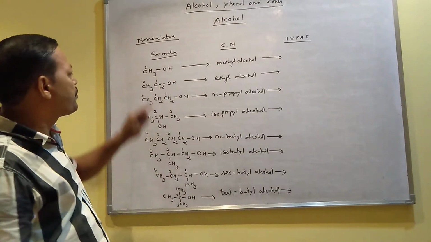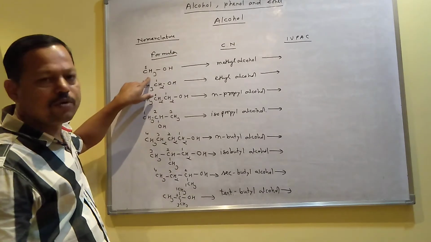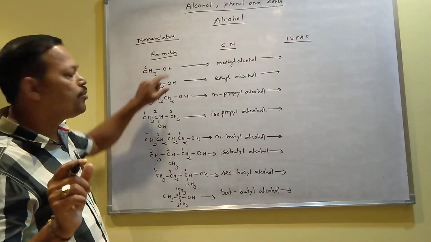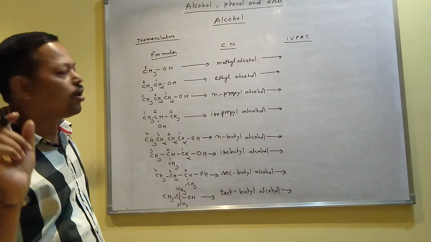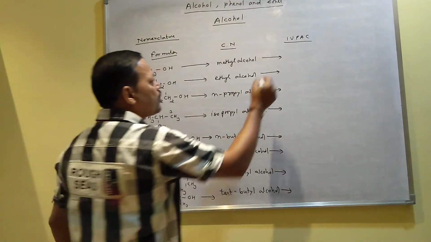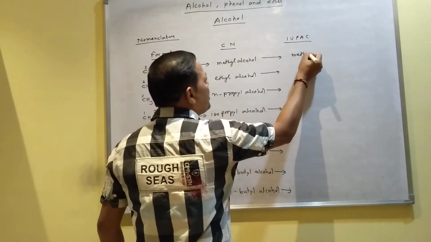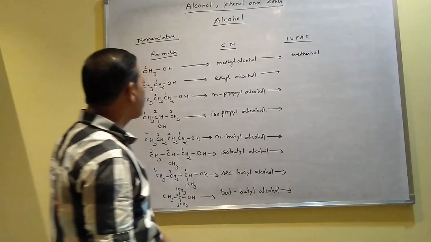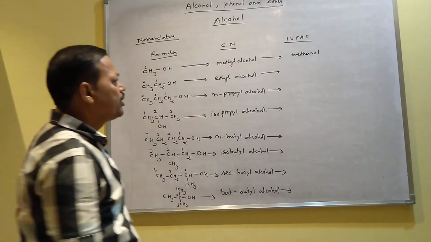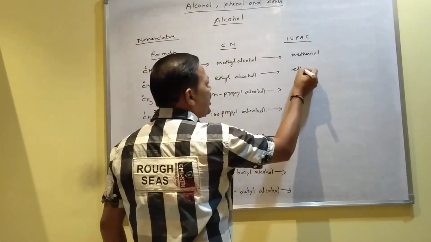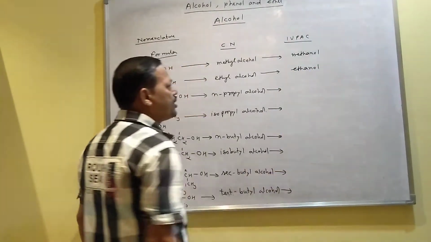So now the name. How many carbons? 1 carbon. 1 carbon is called methane, and for alcohol you have to add the suffix "ol". I mean methane plus "ol", the name is methanol. This is 2 carbon, ethanol. Ethane plus "ol", you can write ethanol.